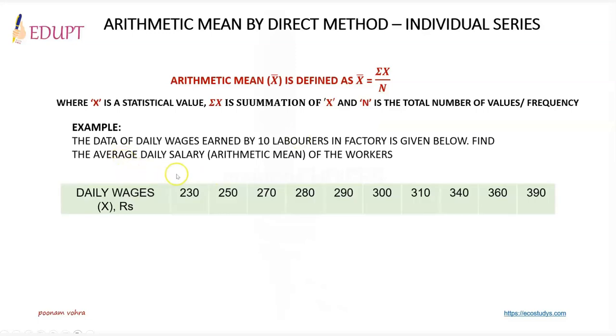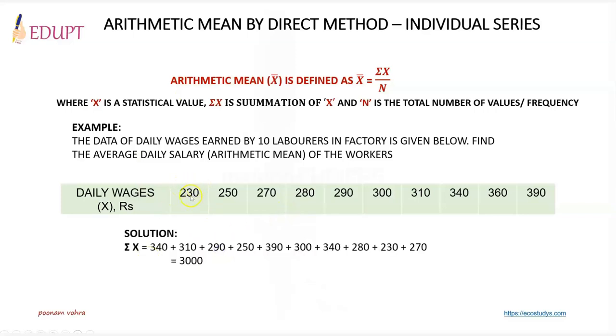Let's have a look at this example. The data of daily wages earned by 10 laborers in a factory is given below. One needs to find the average daily salary of the workers. The moment we say average daily salary, we need to find arithmetic mean. So let's see how we do that.